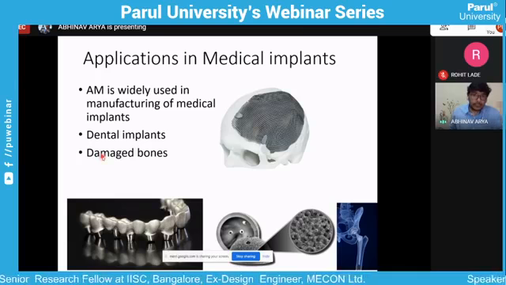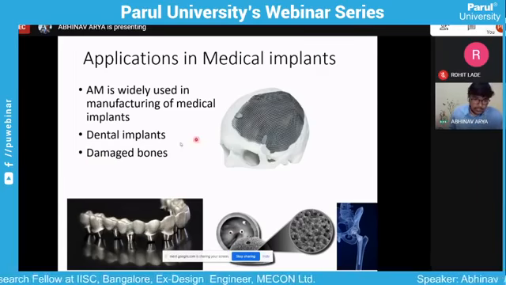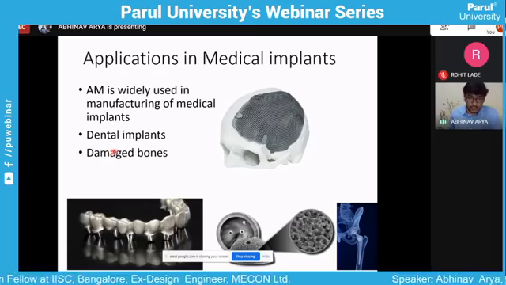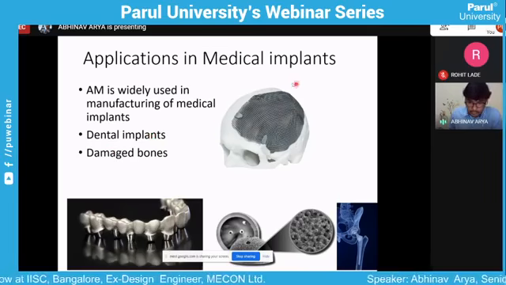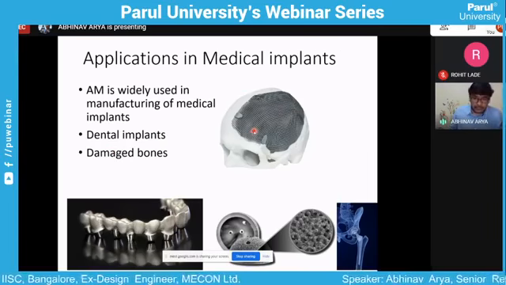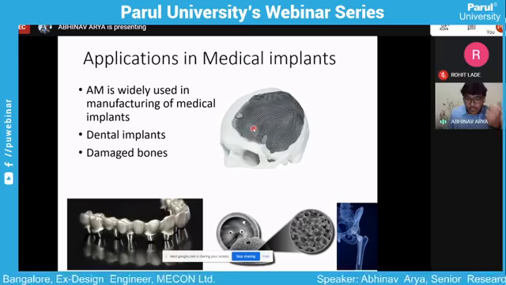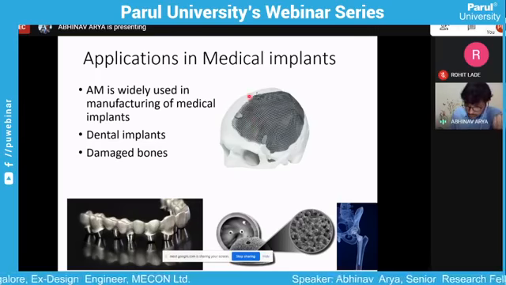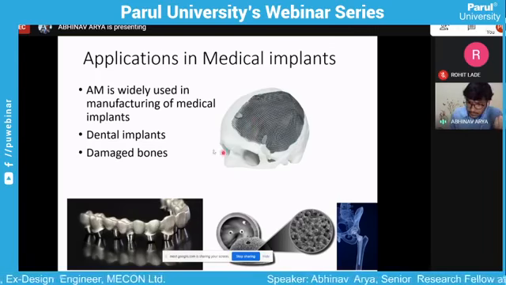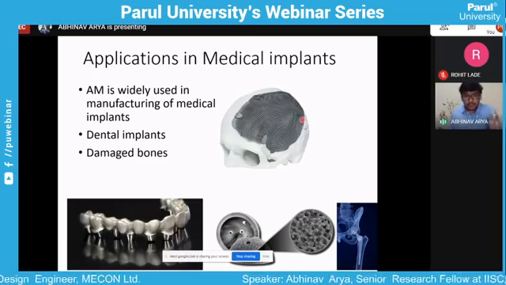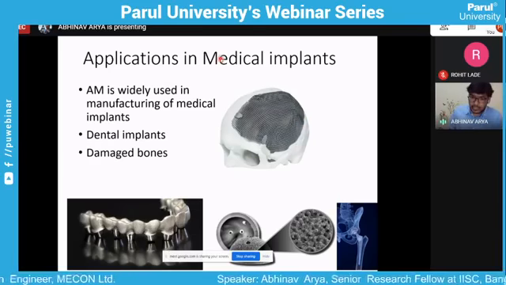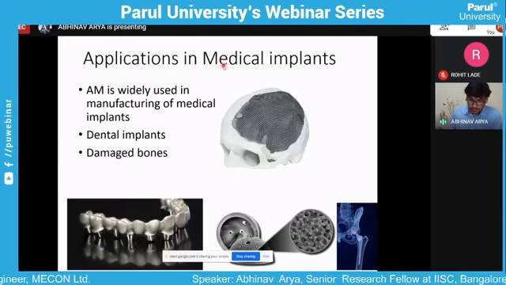And if someone has met with a very serious accident, then for damaged bone repair, we can make new implants which can be used in the bone. Here I'm showing an example of a skull. So in medical implants, additive manufacturing is very important.